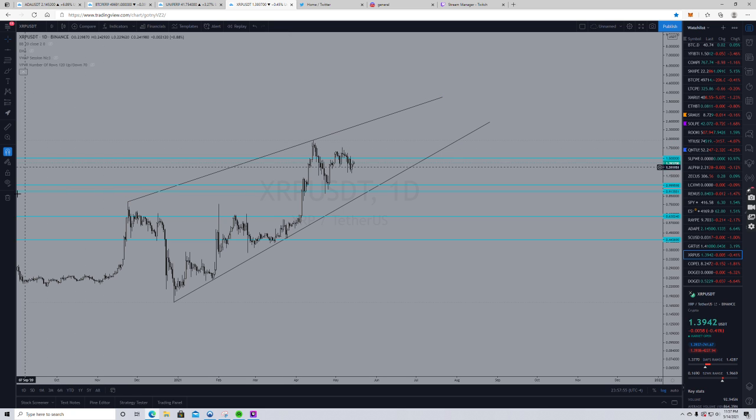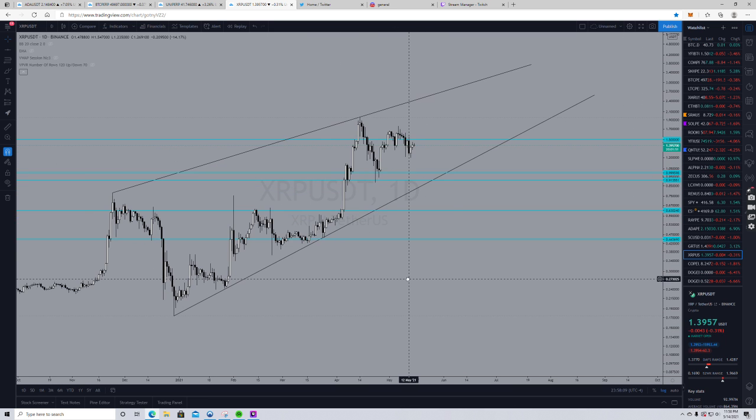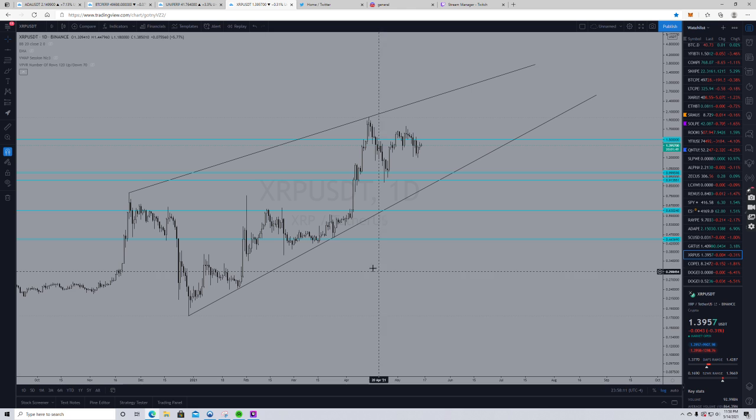Some people use Fibonacci, some people use Elliott Wave, some people use all kinds of stuff. You can use all kinds of stuff. But anyway, that's XRP. I'm gonna leave that there.